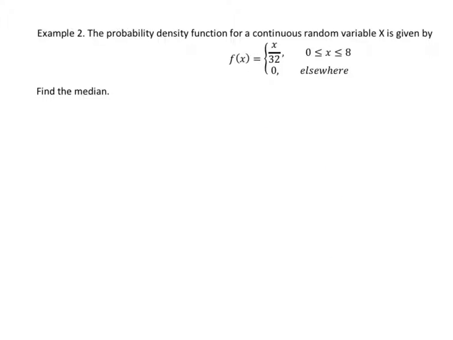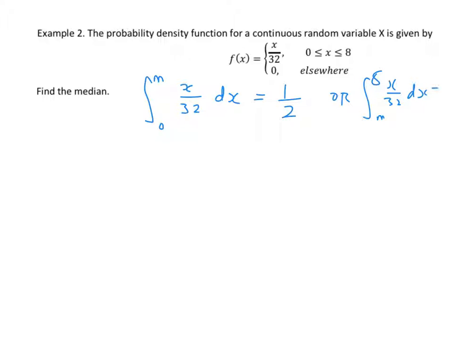So here we're going to find the median for this probability density function. So we can choose to solve for m where the integral from 0 to m of x on 32 dx equals 1/2. Or you could have gone the other way. You could have gone from m to 8 of x on 32 dx equals half. Alright, so you can do this by calculator or by hand. I'm going to show you how to do it by hand with the first one.